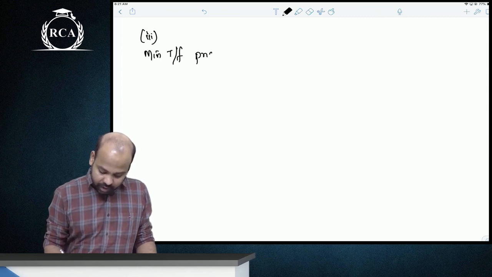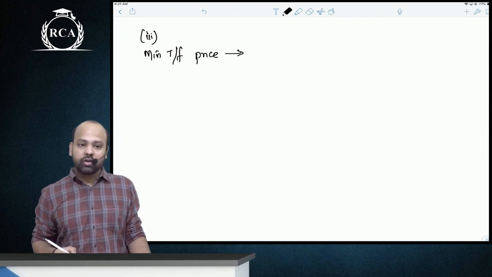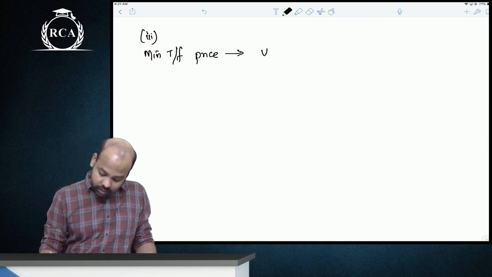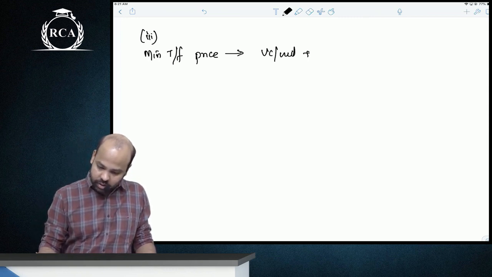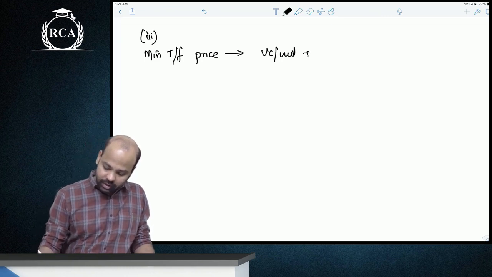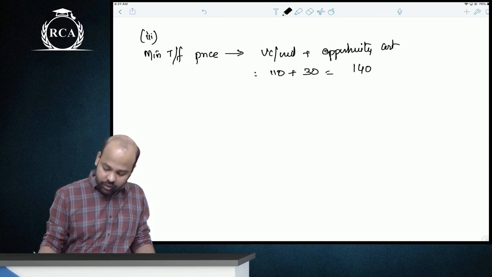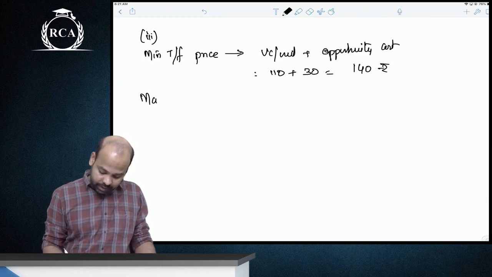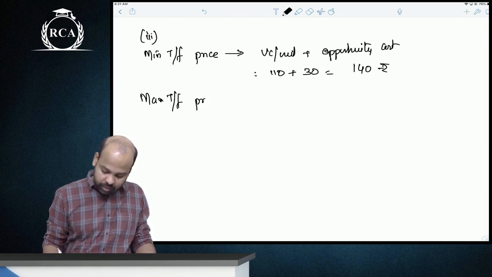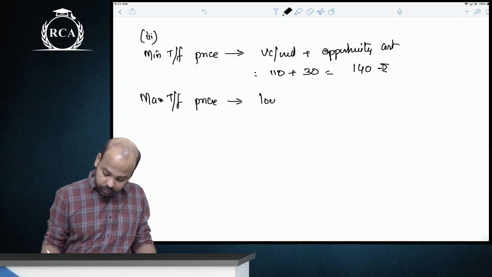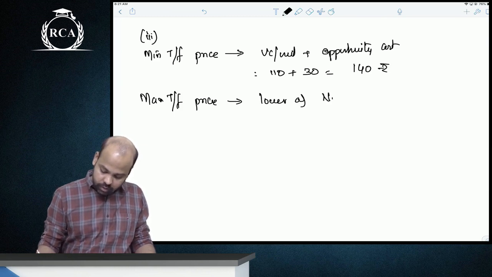Our minimum transfer price as such, guys, will be variable cost per unit plus opportunity cost. Let us not forget that they have full external demand, so 140 rupees. Maximum transfer price, guys, should be the lower of net marginal revenue and external procurement price.